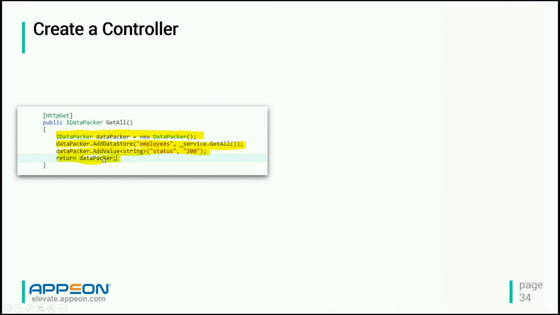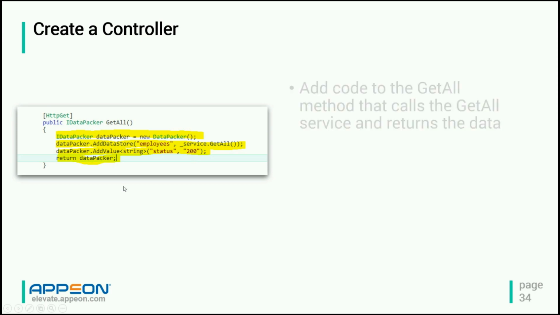This is what the GetAll method is now going to look like. So I'm going to create an instance of a data packer. I'm going to add a data store to it. This is just a name I'm going to give it. And then I'm going to call my service and a method and actually get the data. Then I'm also going to add a value, and it's just going to say status 200. That is the HTTP code that says this thing worked. It's the OK code. So those are the two values I'm going to return in the iDataPacker, and then I'm just going to return it out of this method.